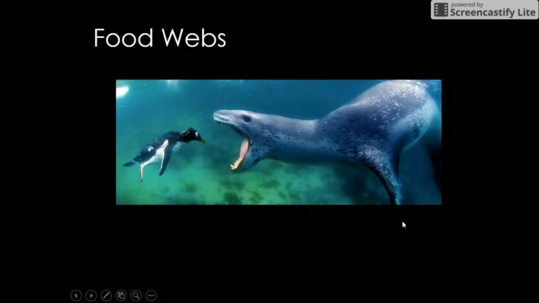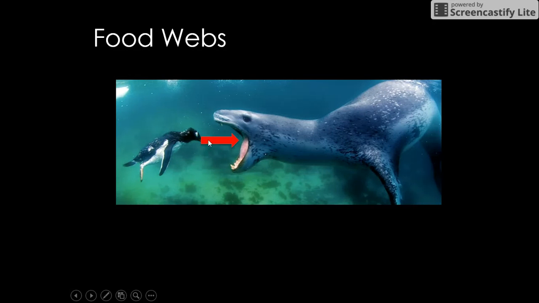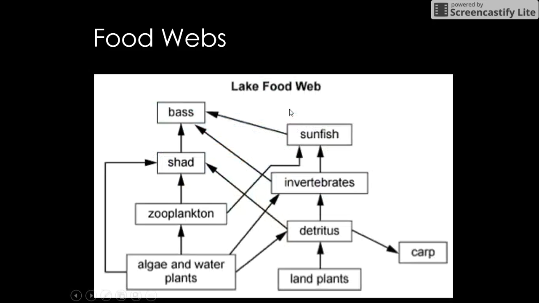So, food webs. Arrow is pointing away from the penguin, so the penguin is being eaten. Arrow is pointing to the seal, or whatever this thing is. So this thing is doing the eating. All right, so let's take a look at number 1 in your packet, the lake food web.